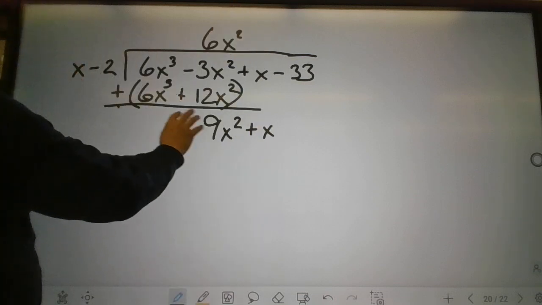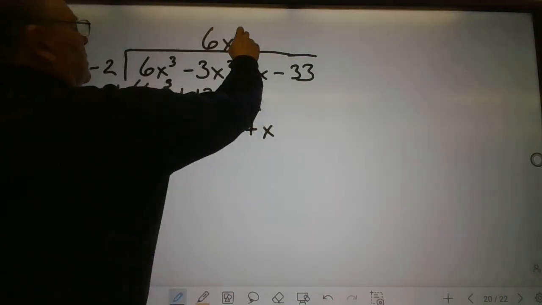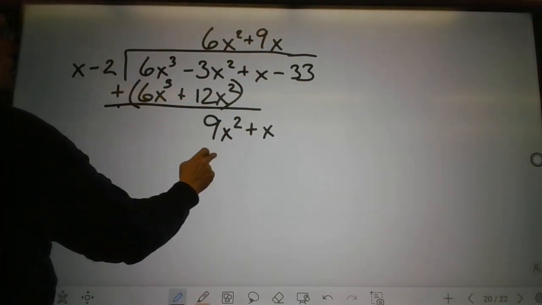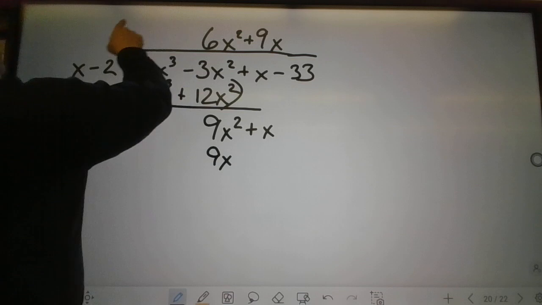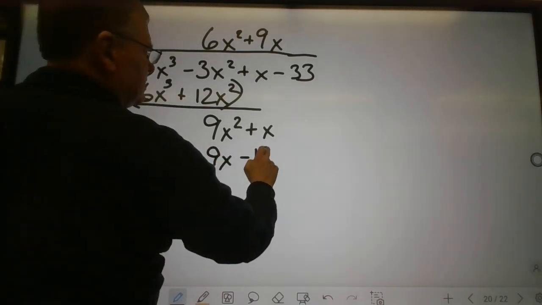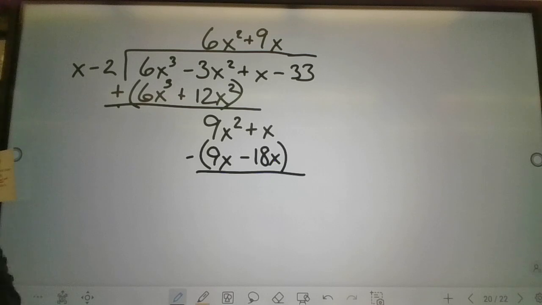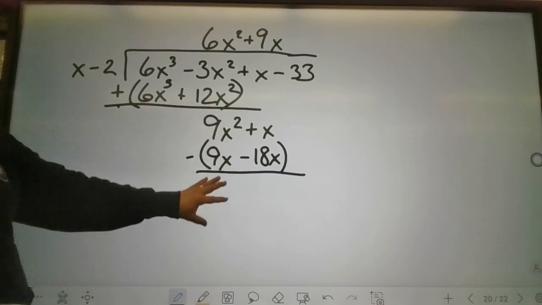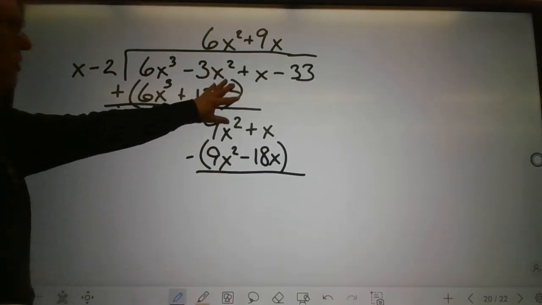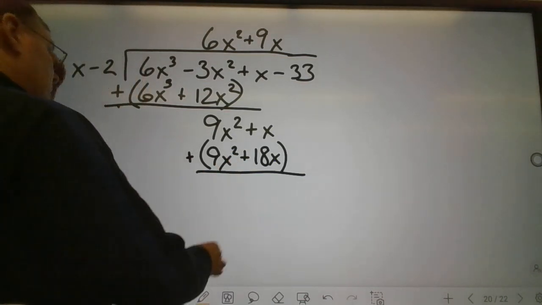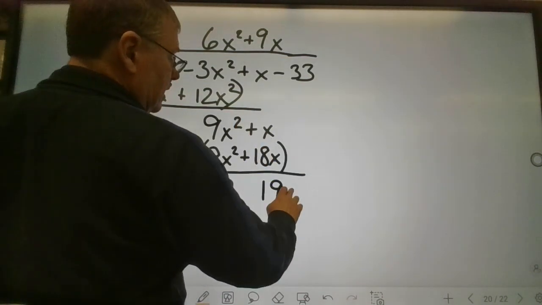Now what times x gives me the 9x squared? Well, that would be a positive 9x. 9x times x is a 9x squared. 9x times a minus 2 is a minus 18x. I'm subtracting all of that. So 9x, whoops, that was an x squared. 9x squared minus 9x squared is all gone. Subtracting the negative, adding the positive, so this becomes a 19x.